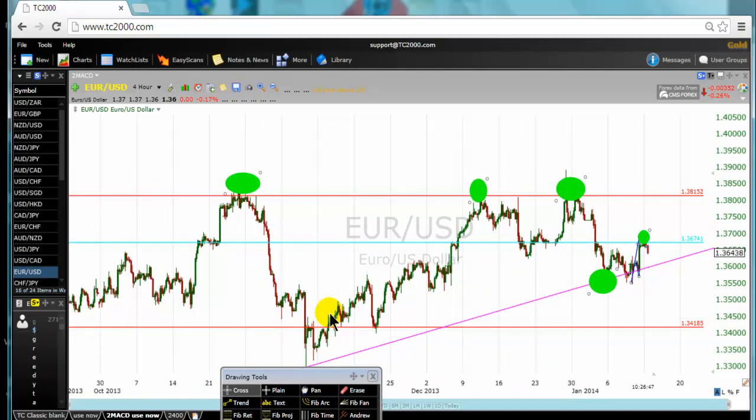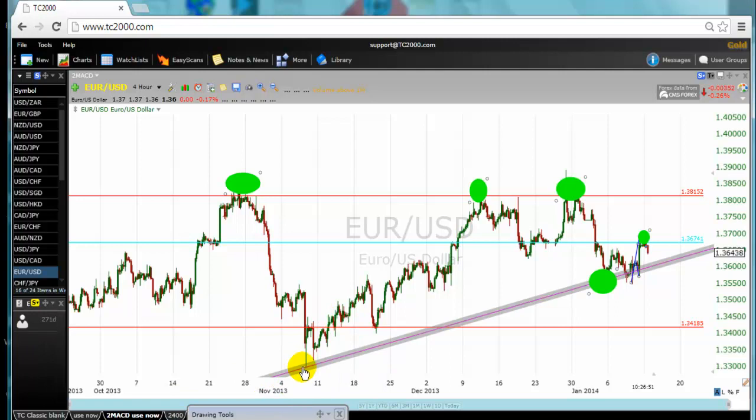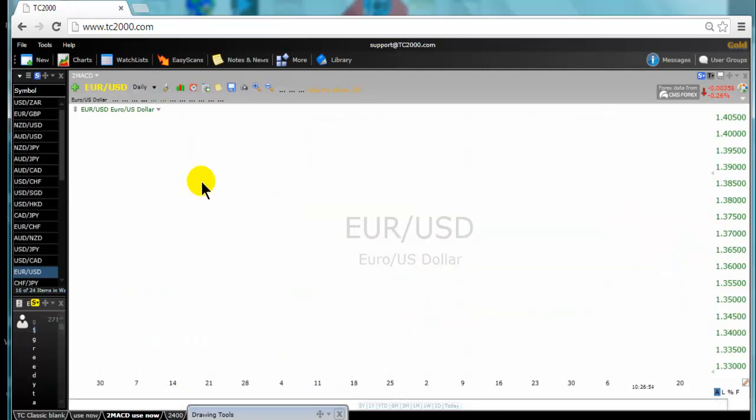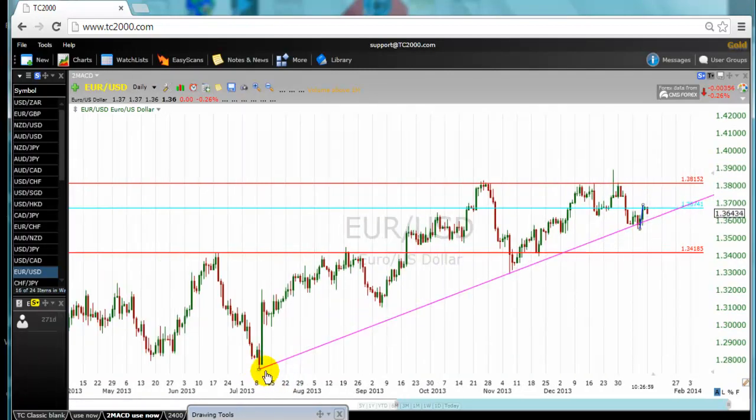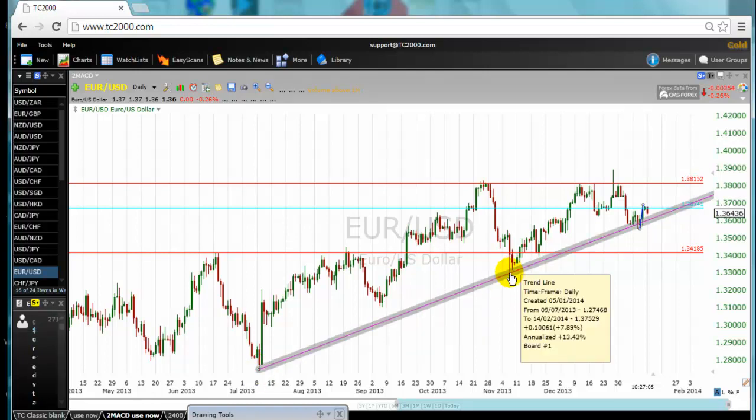I also drew on my chart, all right, you see here the pink trend line, this low. Let's go to the daily chart and see. This is on the daily chart. You can see that there was this low here. I join in with this low here. You see this point, and this point allowed me to draw my pink trend line.